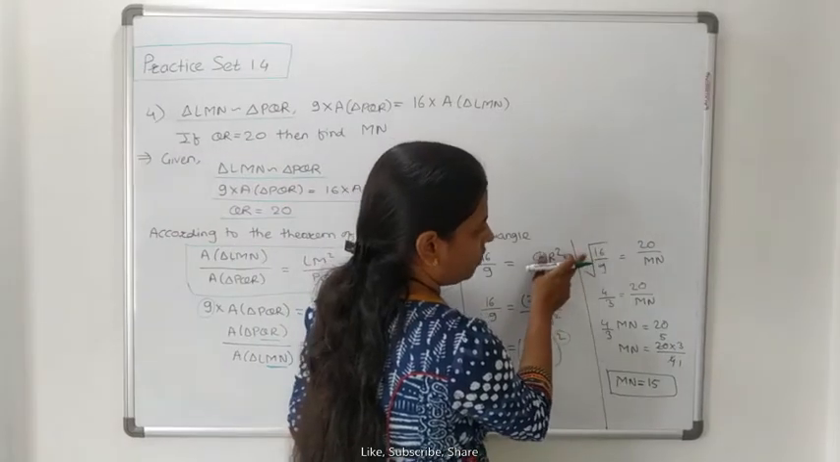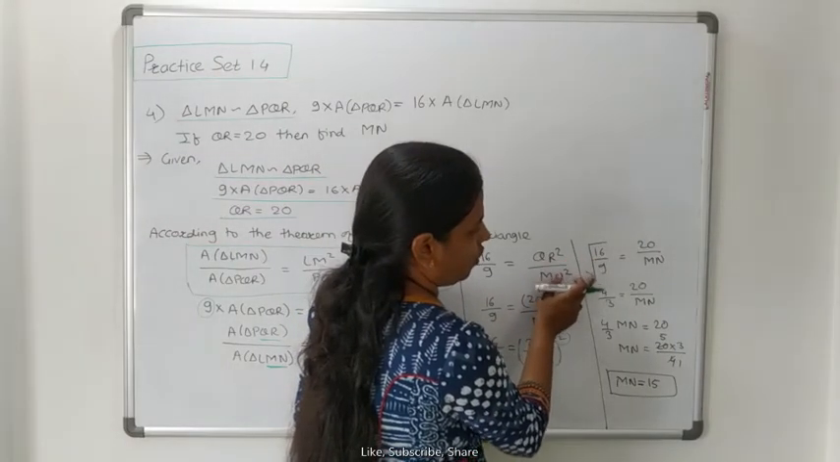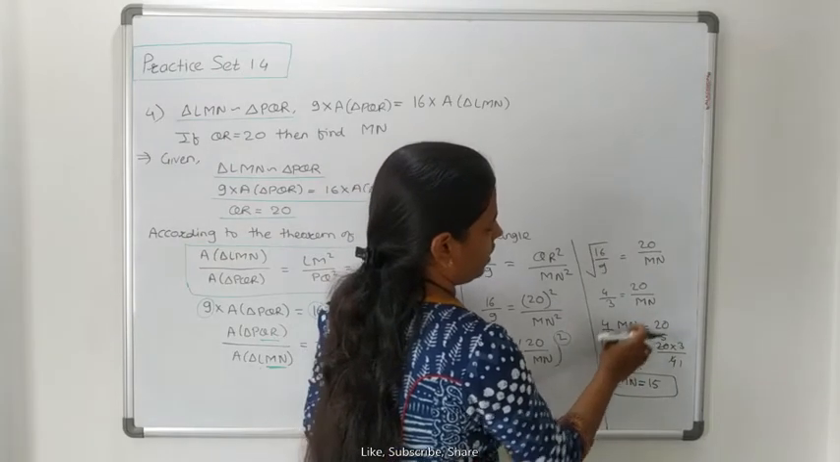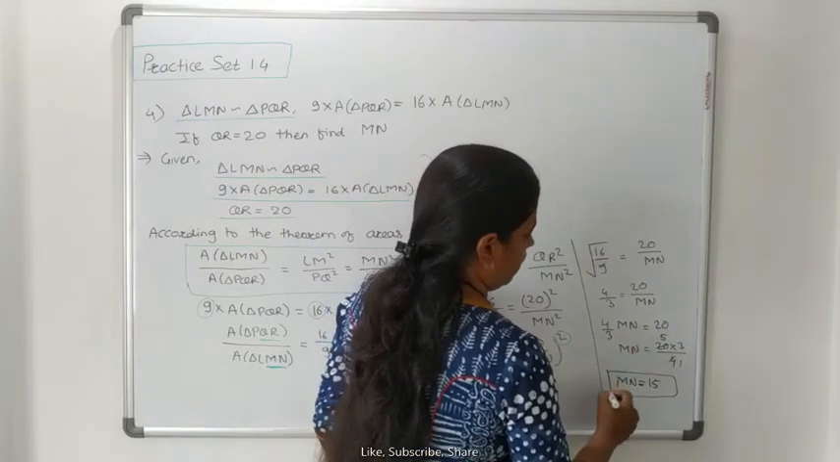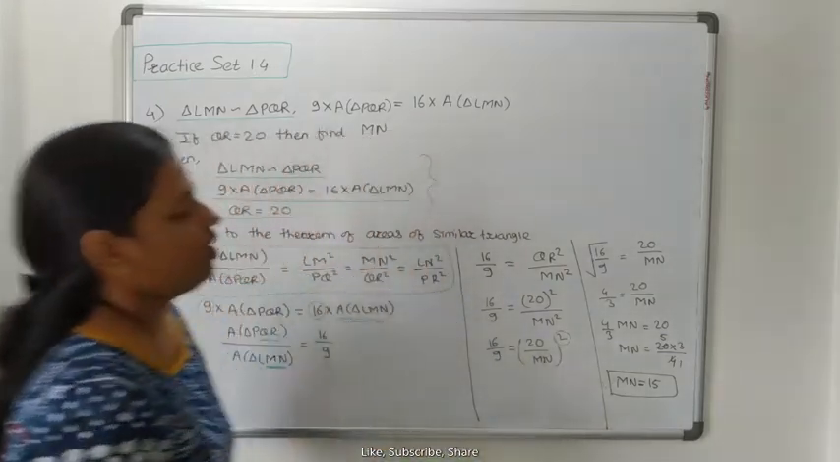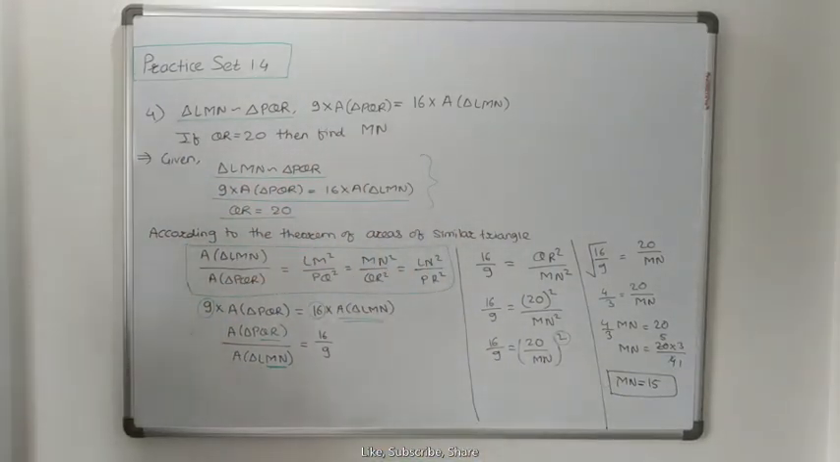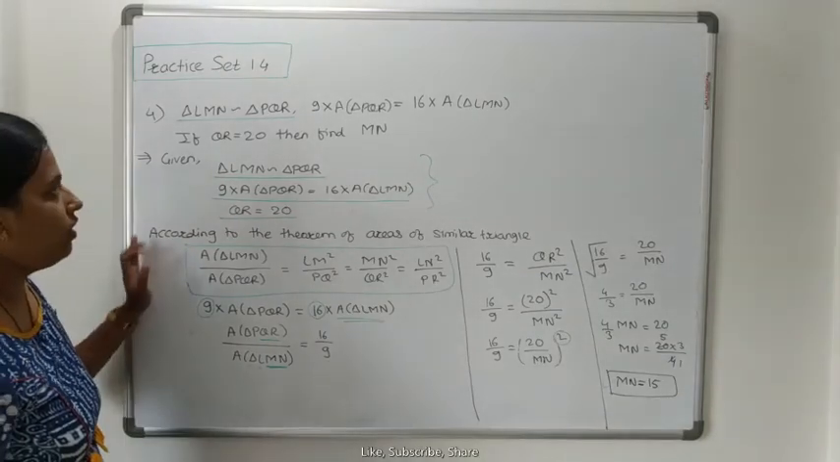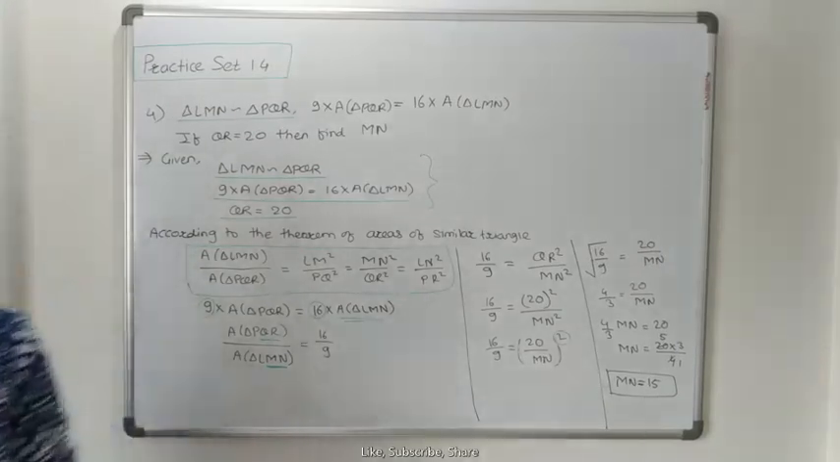So next, this square is converted into the square root from this side. Then what is the square root of this 16? That is 4. Square root of 9 is 3. And 20 upon MN, take it as it is. So make some arrangement here. Then we have to get the value of MN, which is 15. Okay. If you want to note down or if you want to write this one, please take the screenshot. Next, we have to solve the next question.